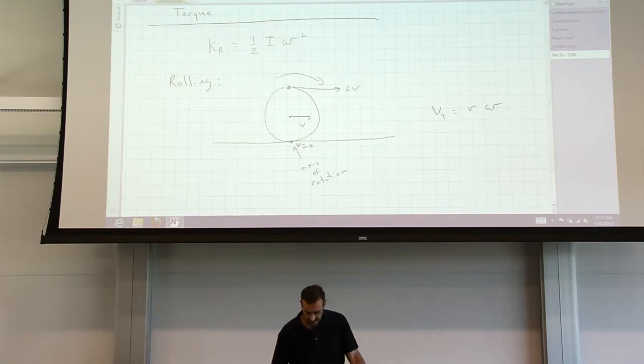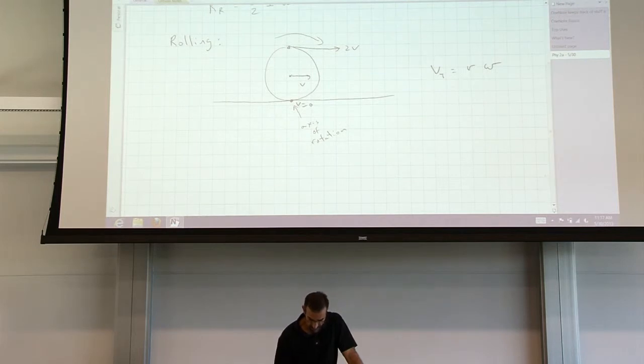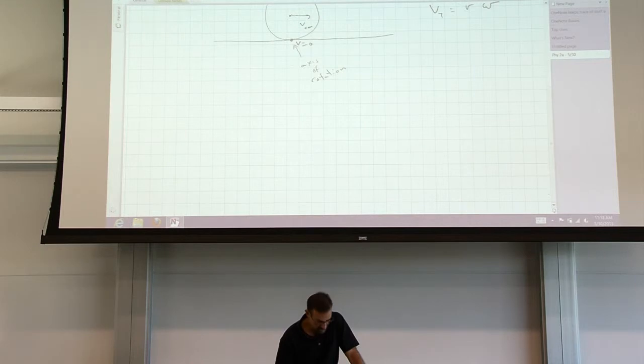So we want a simpler way to view this. So what we can do, we can break this up. This is the velocity I should put here. This is the velocity of the center of mass, right? And this is 2 times the velocity of the center of mass. So this is kind of complicated. Let's see if we can split this up into two different components. Well, one will just be pure translation.